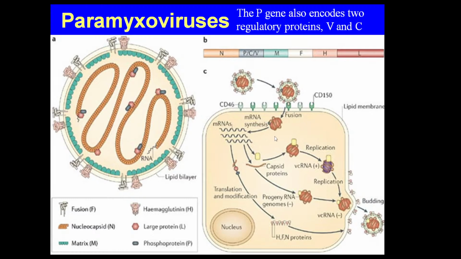So then the RNA-dependent RNA polymerase complex made up of two proteins, polymerase, large protein, and phosphoprotein, start producing mRNAs using minus sense RNA viral genome as the template. Then the process of viral protein translation occurs. So, the capsid proteins will be produced. Then some regulatory proteins will be produced, and surface glycoproteins also will be produced.